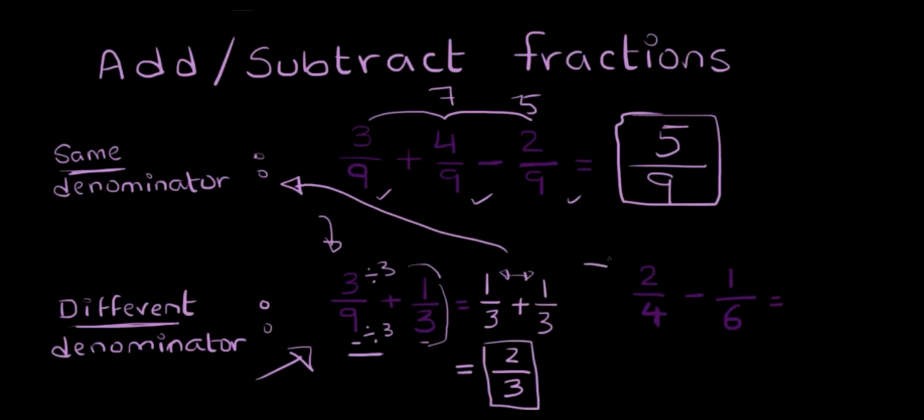2 over 4 minus 1 over 6. Again, I have to make them the same. I can't subtract otherwise. What I would do is simplify this. So 2 divided by 2, that would give me 1. 4 divided by 2, that's a 2. Take away 1 over 6.